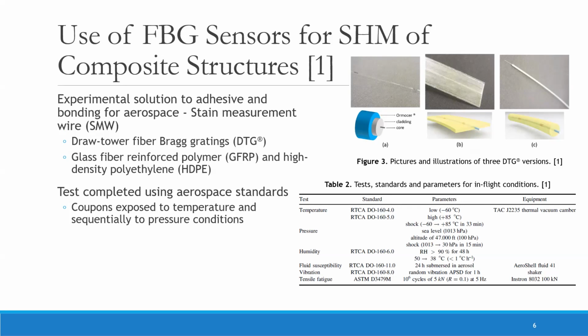An experimental study was completed in Europe that addressed this shortcoming by proposing a solution using draw tower fiber Bragg gratings coated with glass fiber reinforced polymer and high-density polyethylene called strain measurement wire. Coupons were tested using aerospace standards, where the testing conditions are shown in Table 2.